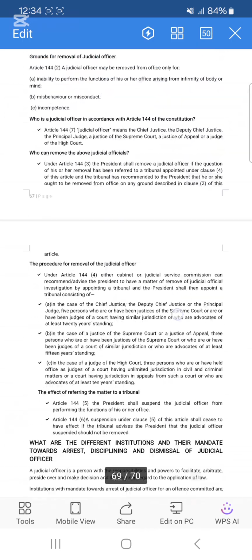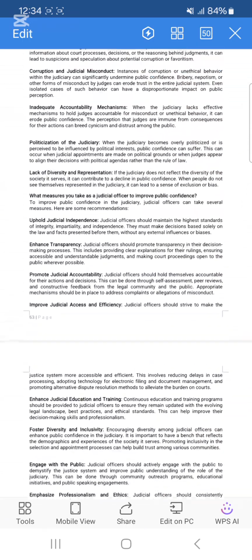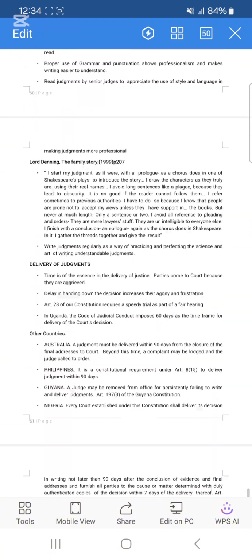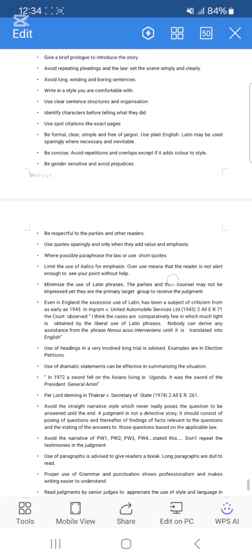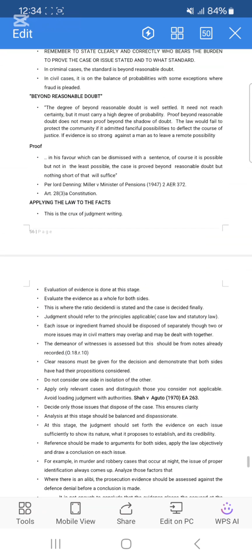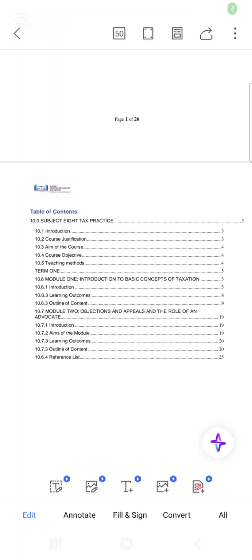So basically that's the analysis of professional conduct. As far as we have looked at professional conduct and the Judicial Code of Conduct, that's basically what we shall be looking at for our final exam. So let us now look briefly at taxation.